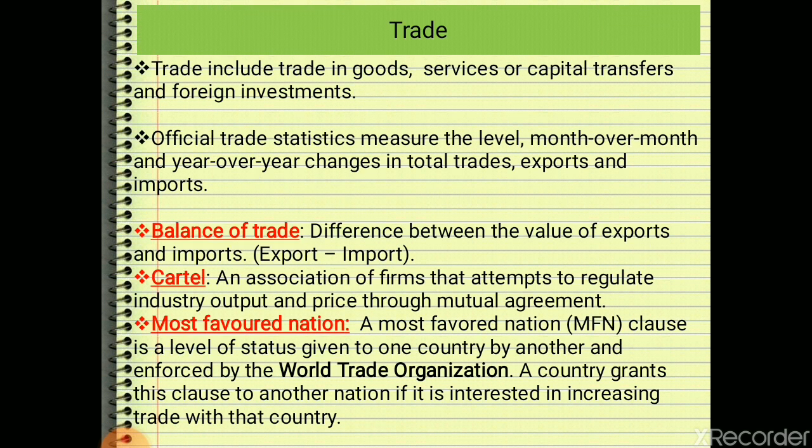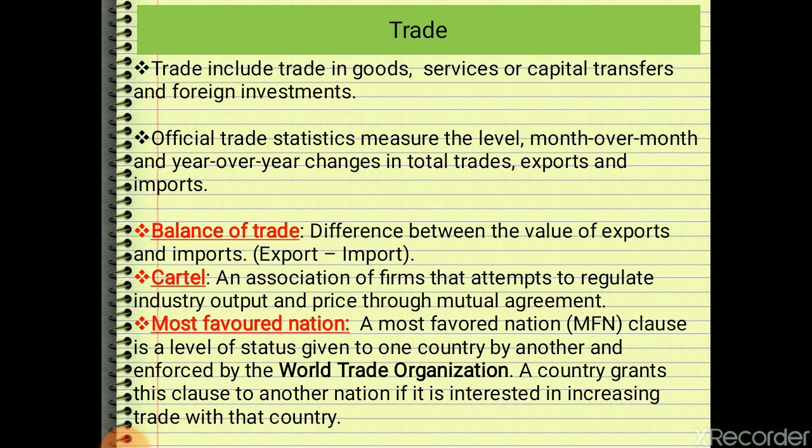So as we know, trade includes trade in goods, services, capital transfer or foreign investment also. And official trade statistics measure the month over month and year over year changes in total trade, exports and imports. So we will see different definitions. One is balance of trade. So what is balance of trade? The difference between the value of exports and imports.